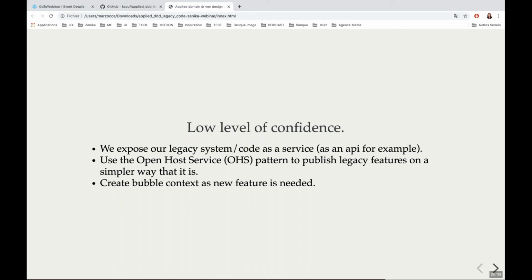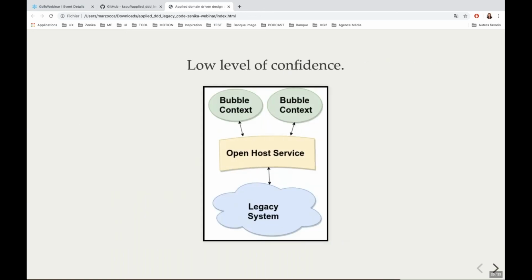You use the pattern in strategic design in DDD called the open host service. So you publish the legacy feature as a new one, or maybe rewrite it as a new one. And every time you need a new feature, you create it in a bounded context of its own, even as an application in itself, and we call that a bubble context. So here is the schema for that.